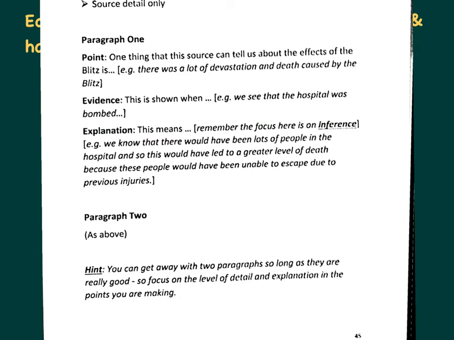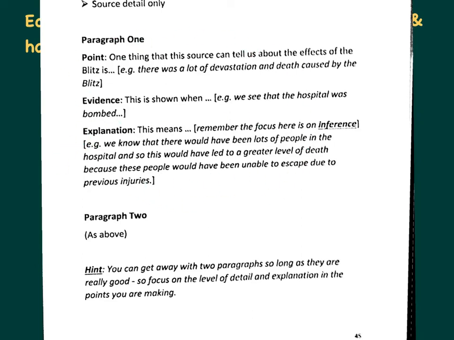Try to avoid just stating things you can see, like we can learn that people were injured. For example, it shows people were injured, this means people were injured. Try to go into a little bit more depth than that. So one thing the source tells us is that there were lots of injuries. This is shown when we can see large numbers of casualties on the ground as a result of the Blitz. This means that people were suffering new types of injuries and civilians were facing battlefield wounds for the first time, unlike in previous wars, whatever it might be.